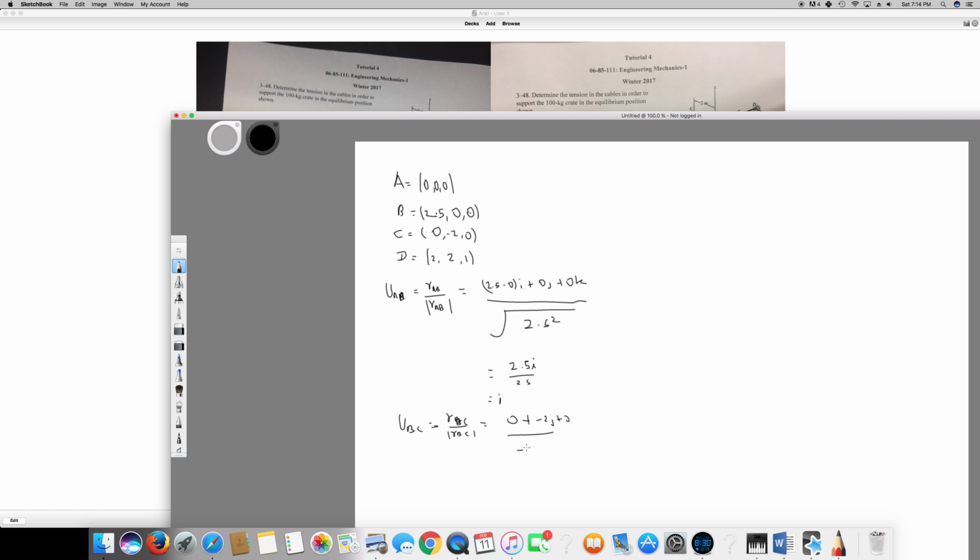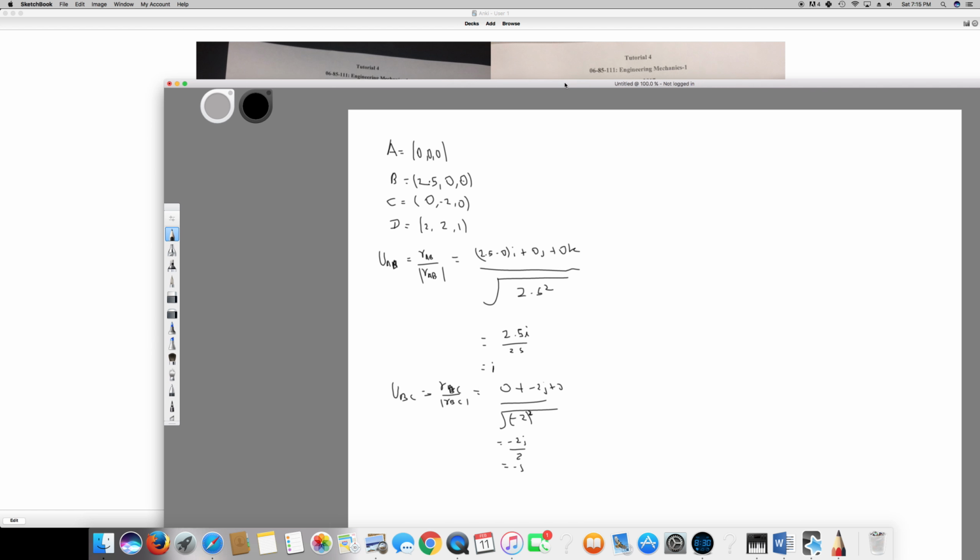And in the bottom, we square negative 2 and take the square root. So the square root of negative 2 squared is going to be positive 2. So negative 2j divided by 2 is going to be negative j. So that's my UBC. Now I have to find UBD.